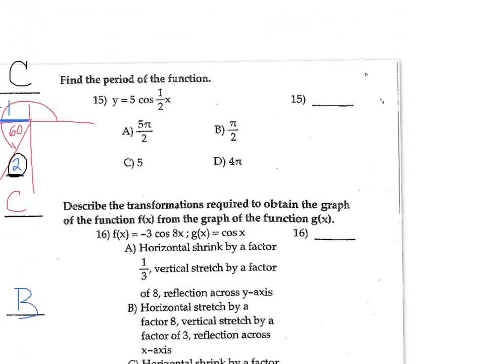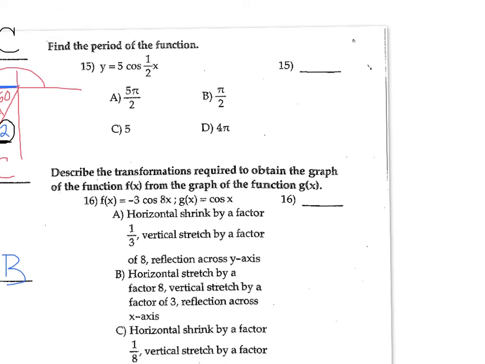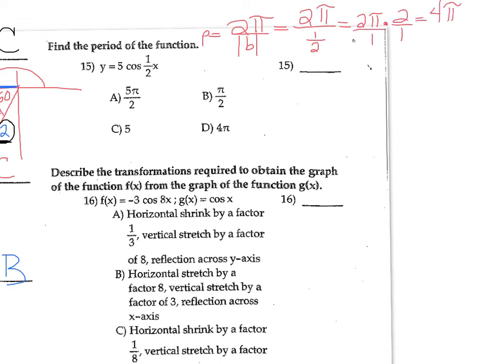And then number 15, they want the period. Okay, the formula for the period is P equals 2 pi divided by the absolute value of B. So this is 2 pi divided by, what is B in the function? It's 1/2. When you divide by 1/2, that is the same thing as multiplying by the reciprocal, right? Which is 2 over 1. And that is 4 pi. And that is D. Yes.